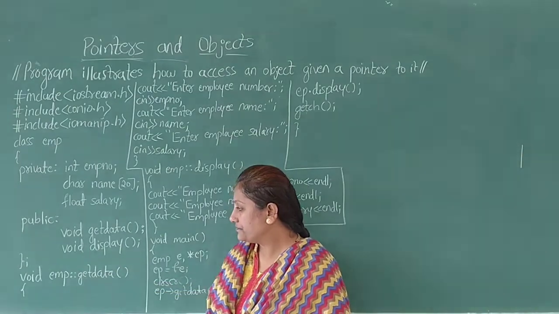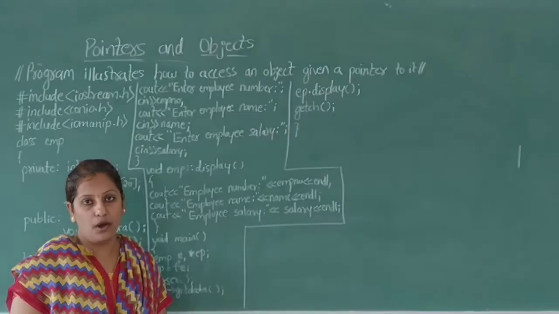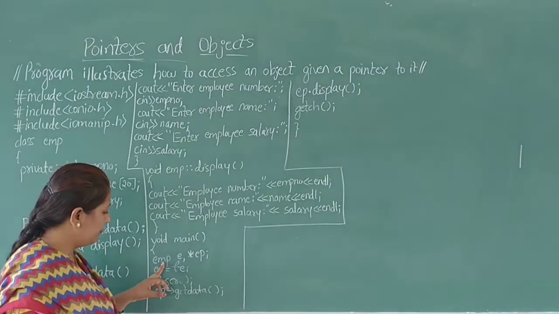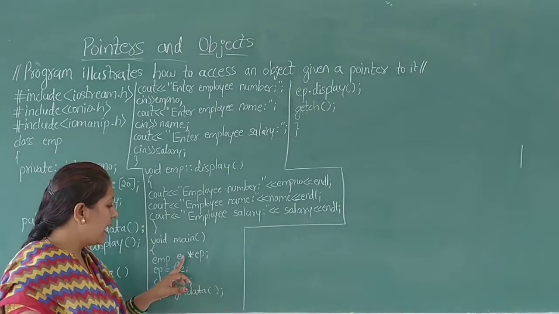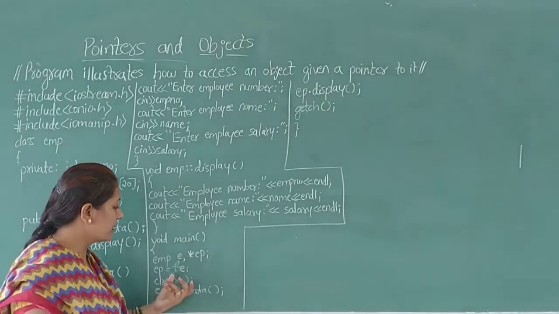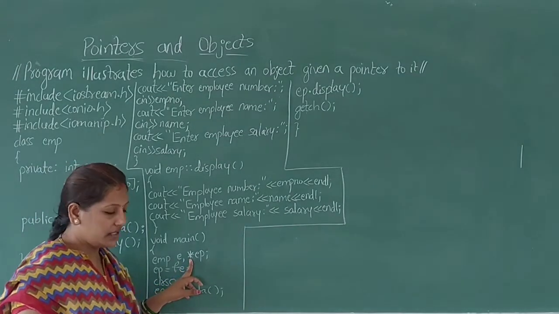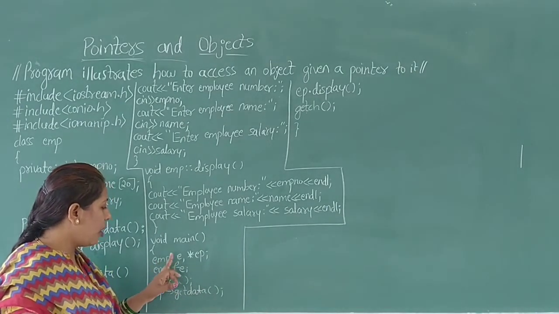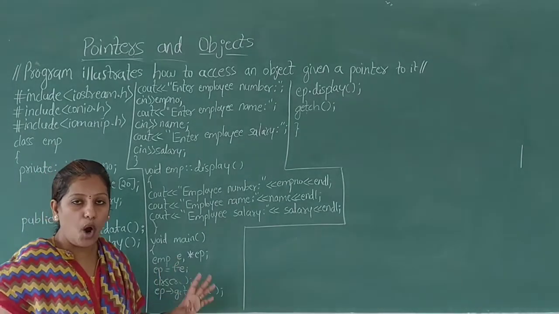Okay, then we come to the main function. The program execution always starts from the main function, and here, using class emp, a normal object e and a pointer object ep are declared and created. Okay, here the indirection operator or pointer operator is used, meaning it is an object pointer, and where it is not preceded by the indirection operator, it is a normal object.